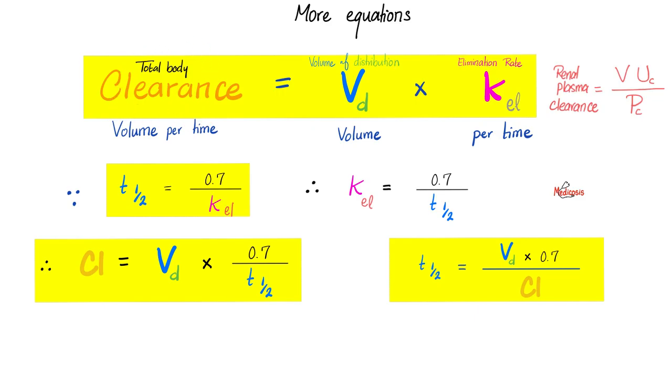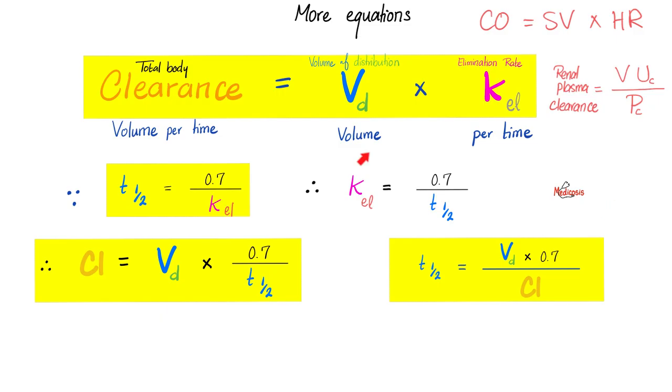But total body clearance is the volume of plasma. No, plasma is not the only thing in your entire body. This is the volume of distribution, the entire playground that's available in front of the drug. That's the volume. How fast do you do it? I do it per time. So that's the elimination rate. How much times how fast? This is very similar to the cardiac output of your heart. How much times how fast? How much blood are you pumping with each pump? Stroke volume. Times how many pumps per minute? Heart rate.